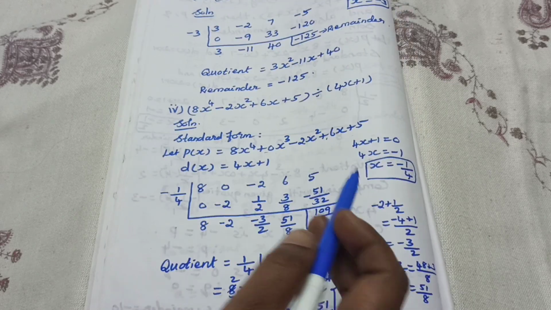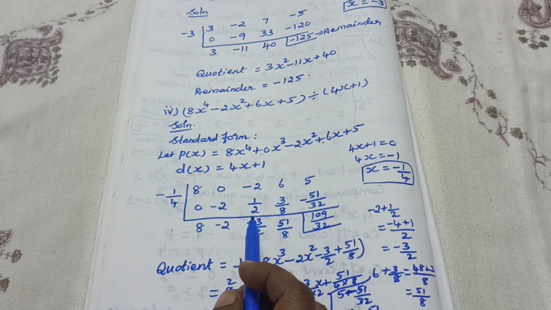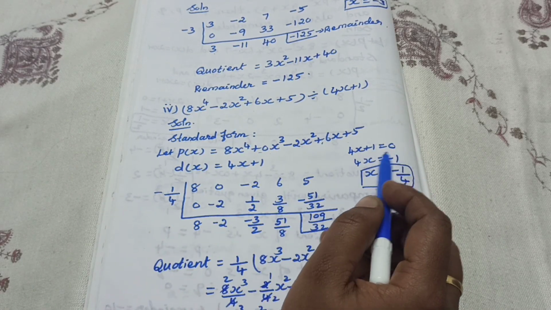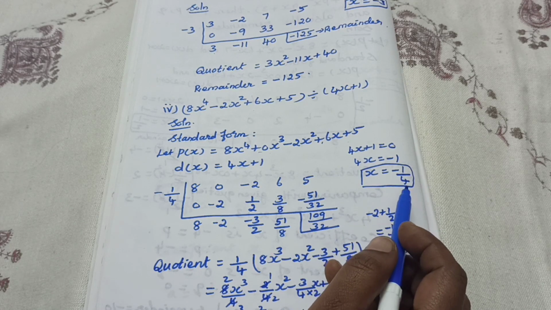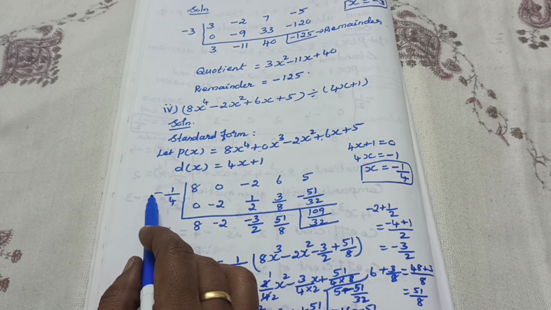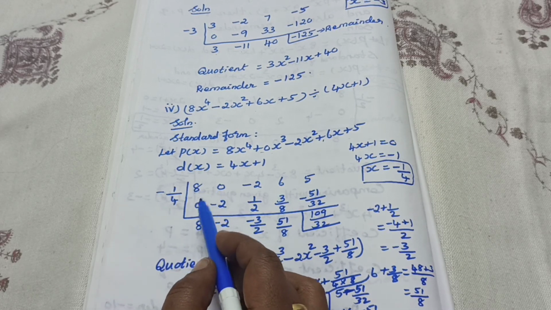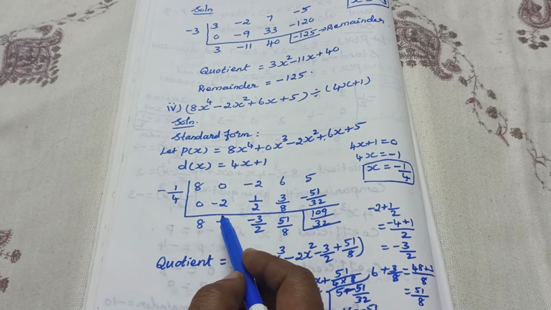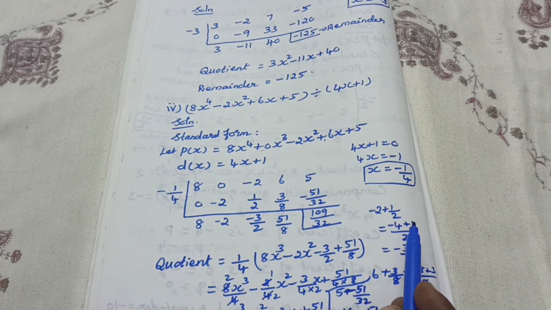Then d of x is equal to 4x plus 1. Here 4x plus 1 is equal to 0, 4x is equal to minus 1, x is equal to minus 1 divided by 4. Minus 1 divided by 4 we have to write here. Divide it. Then afterwards here put 0. 8 plus 0 is 8. Then 8 and this one multiply. Multiply means then what will we get?